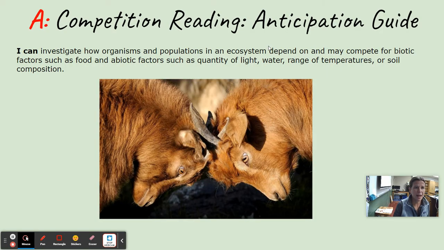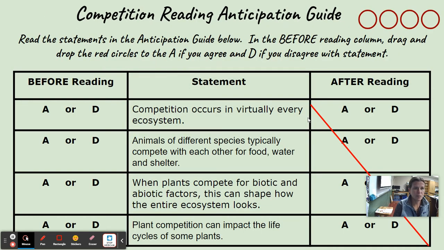Today we're going to have an article on competition. But before we do that, I want you to circle whether you agree or disagree with these statements before the reading. And then we'll come back to this guide and circle, do we still agree or disagree with these statements after we read the article? So read the statements in the anticipation guide below. In the before reading column, drag and drop the red circles if A, you agree, or D, you disagree.